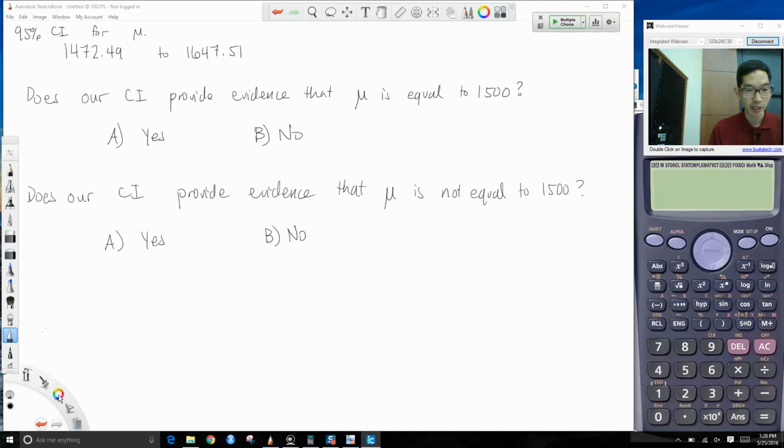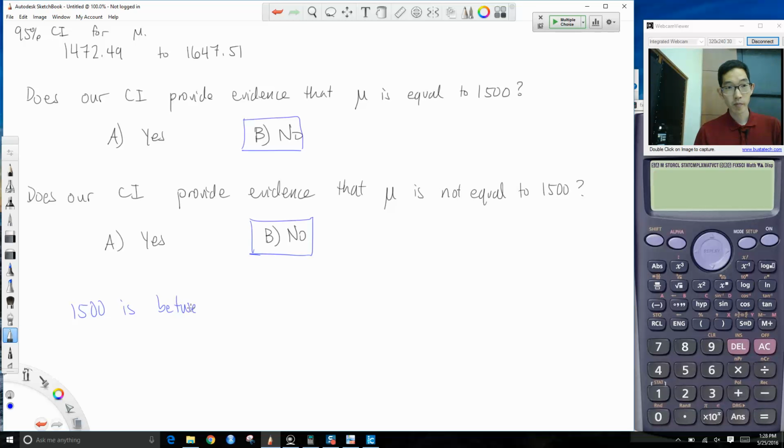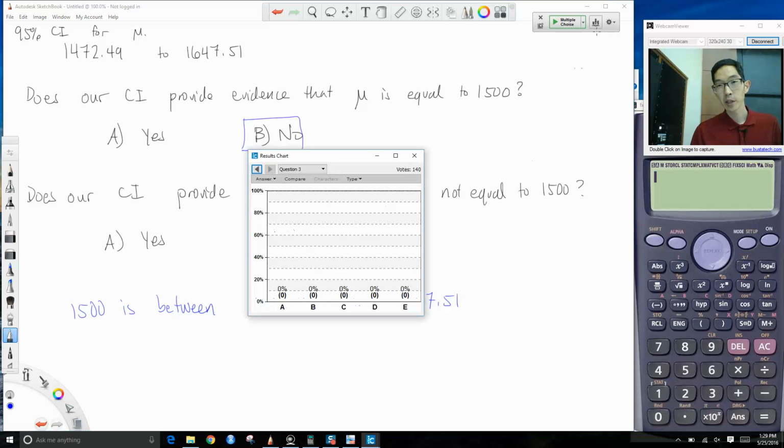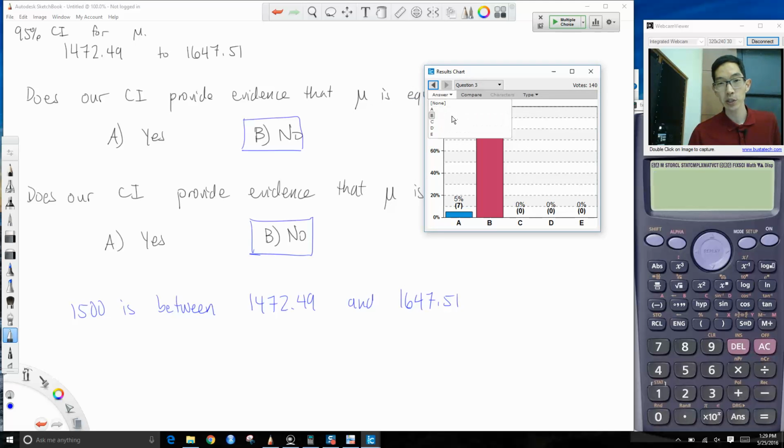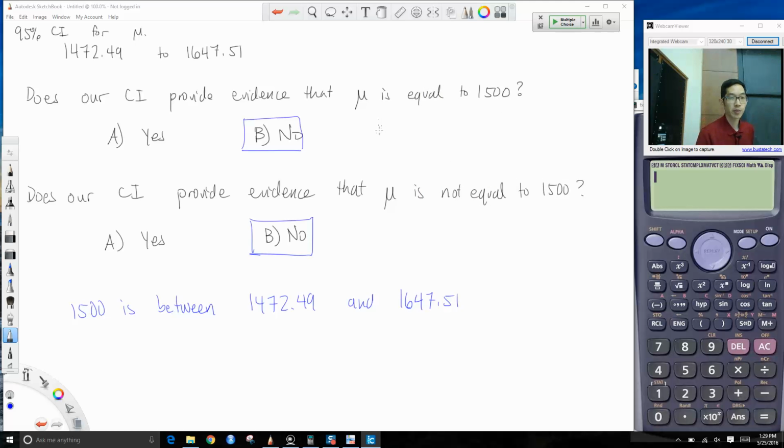All right, so the answer to both of these questions is no. Okay, so 1,500 is in our interval. So 1,500 is between 1472.49 and 1647.51. Okay, but as far as it comes to answering these questions, does our confidence interval provide evidence that mu is equal to 1,500? The answer there is no. Okay, all we can say is that 1,500 is a plausible value for mu.